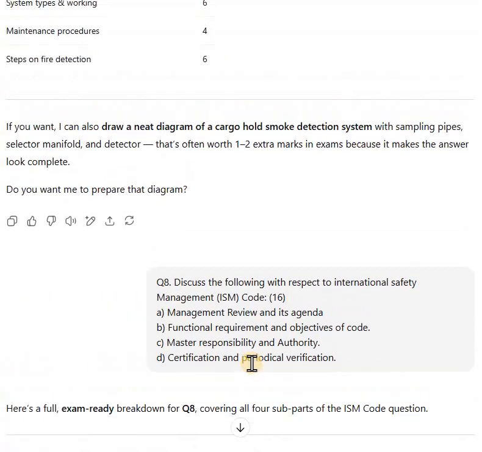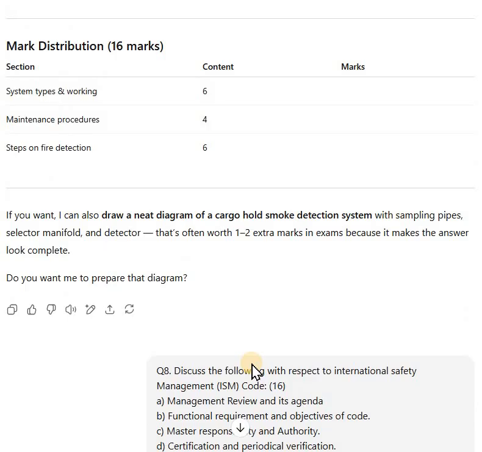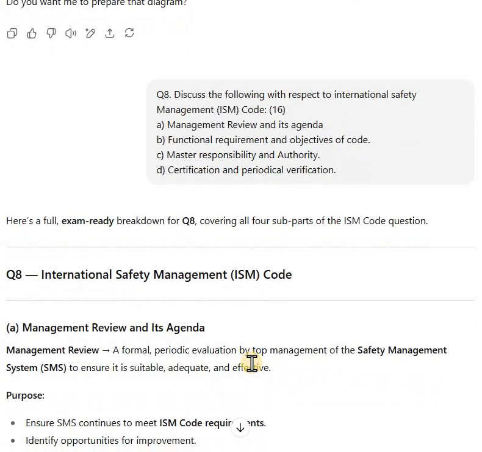Now, this question: system and working, 6 marks. Maintenance and procedure, and steps on fire detection, is again 6 marks. Question number 8: discuss the following with respect to the International Safety Management code. A: Management review and its agenda. B: Functional requirement and objectives of the code. Master's responsibility and authority. Certification and periodical verification.